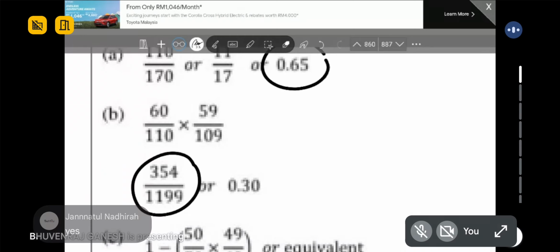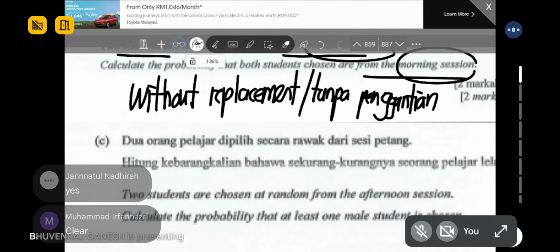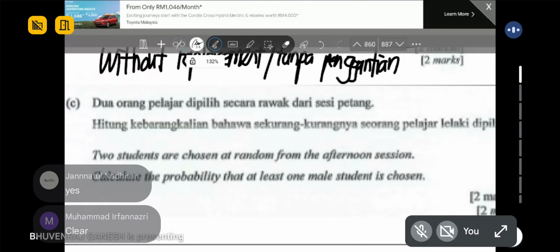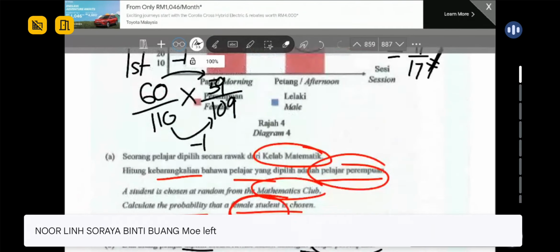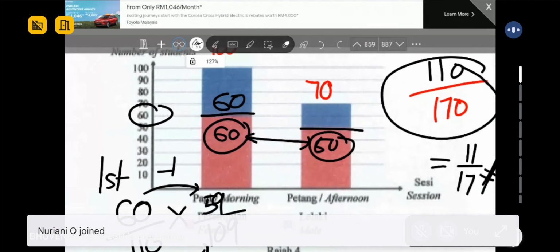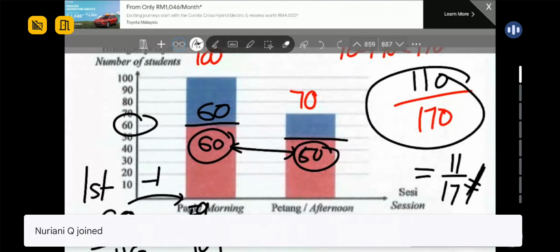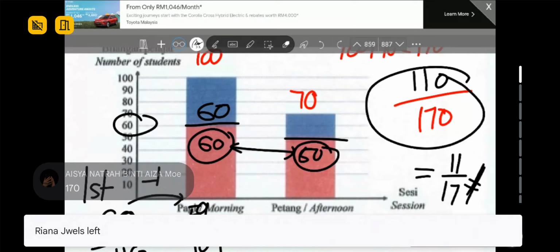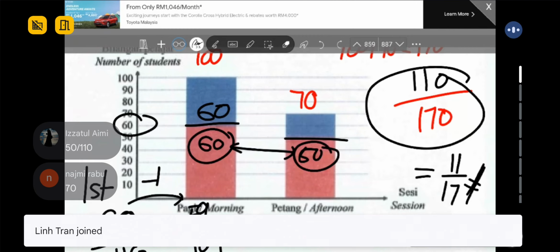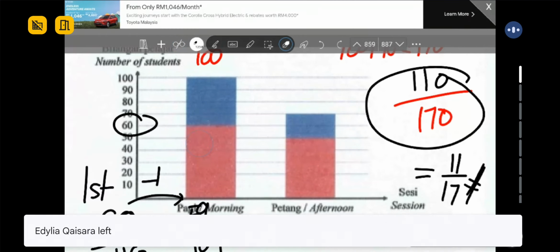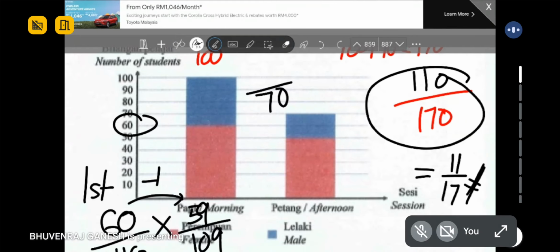No problems? Okay, continue. Okay, so now question C, guys. Now they say afternoon session. Sesi petang. So guys, what is the total now? May I know? Apa jumlah dia sekarang for part C? No, kamu kena specific. Soalan dah bagi tahu sesi petang. Okay, jumlah dia sekarang 70, guys. Understand? So it's bahagi 70.